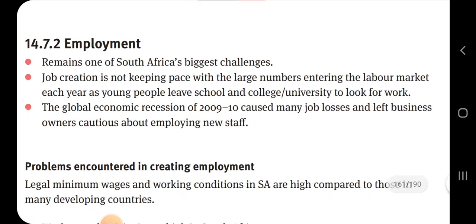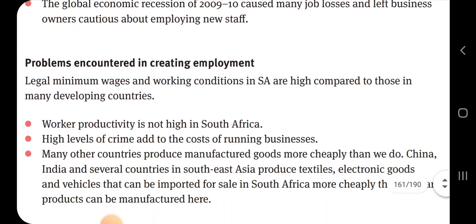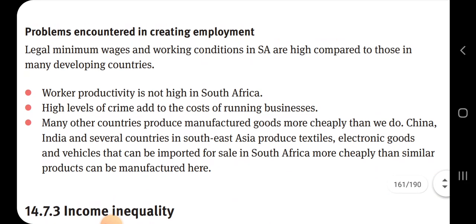Employment remains one of South Africa's biggest challenges. Job creation is not keeping pace with the large numbers entering the labor market each year, as young people leave school, college, and university to look for work. The global economic recession of 2009 to 2010 caused many job losses and left business owners cautious about employing new staff. So there are difficulties in creating employment. If you want to create employment, these are the problems you will face.